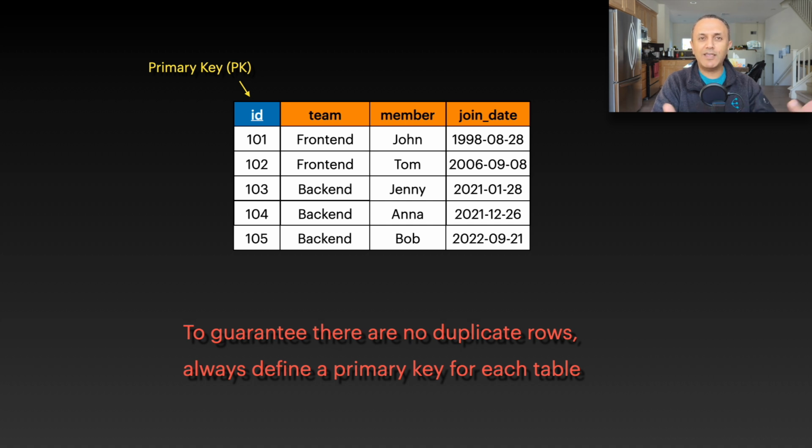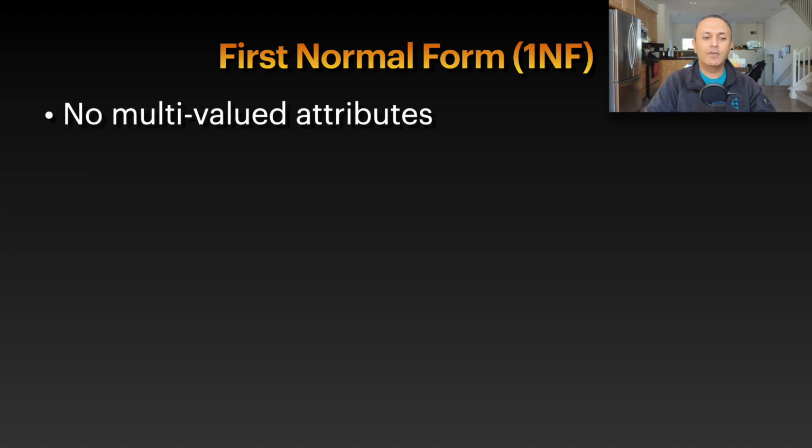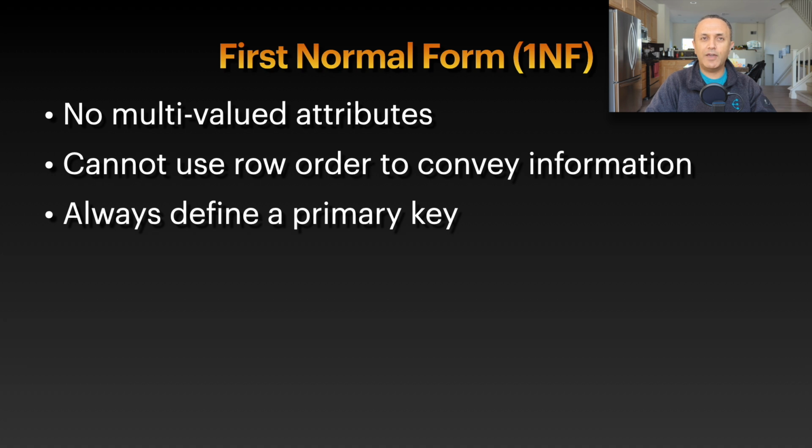So to guarantee that you don't have duplicate rows, always define a primary key. All right, so let's summarize the first normal form again. The conditions are: you do not have multi-valued attributes, you cannot use the row order to convey information, and you always define a primary key to avoid having duplicate rows.